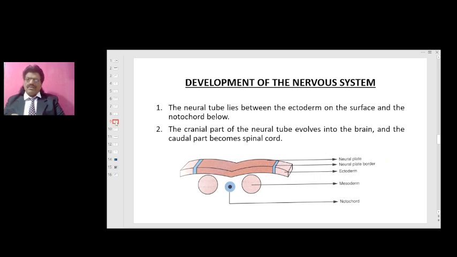So this is the development of the nervous system. The neural tube lies between the ectoderm on the surface and the notochord below. The cranial part of the neural tube evolves into the brain and the caudal part evolves into the spinal cord.